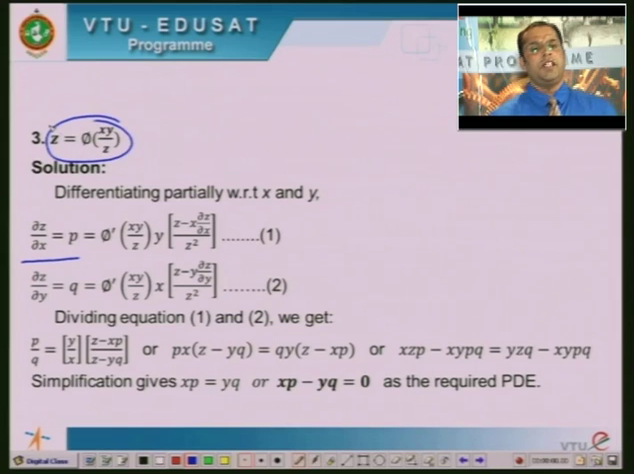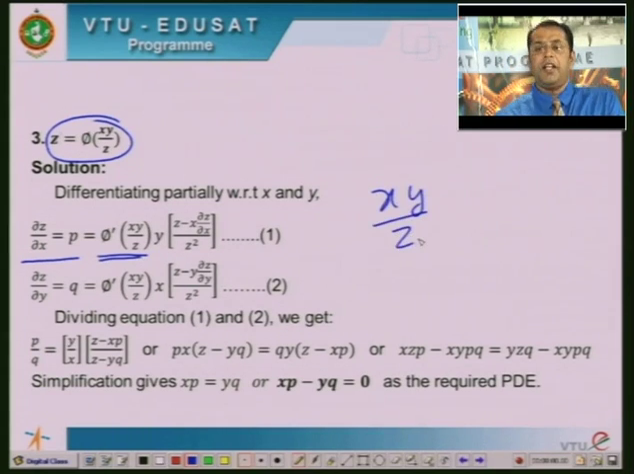So, first differentiating z with respect to x, I get ∂z/∂x, which is p. On the RHS, phi of xy/z first becomes phi dash of xy/z, and then in xy/z you should differentiate partially with respect to x. In xy/z, y is a constant, which you see, friends, is written outside.